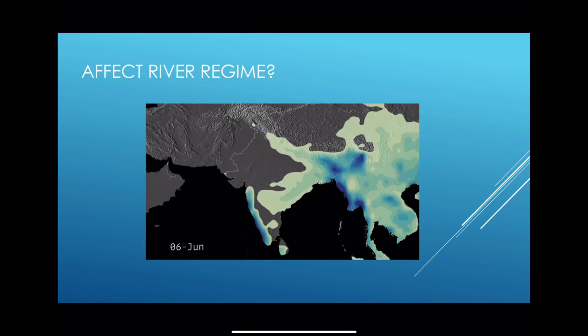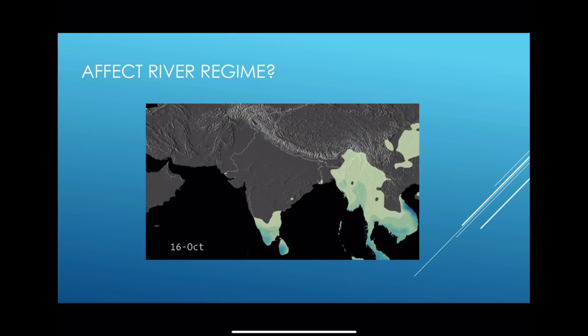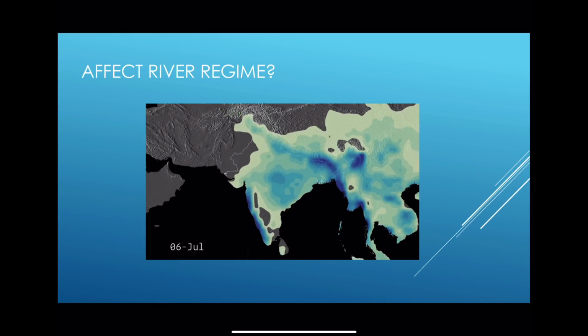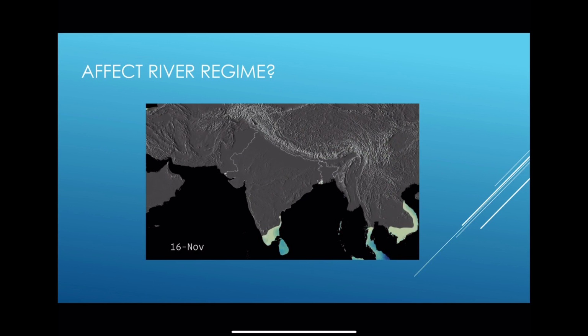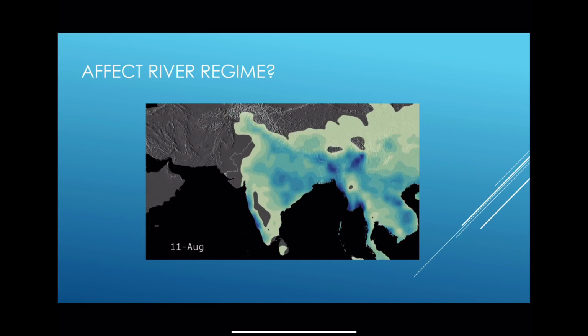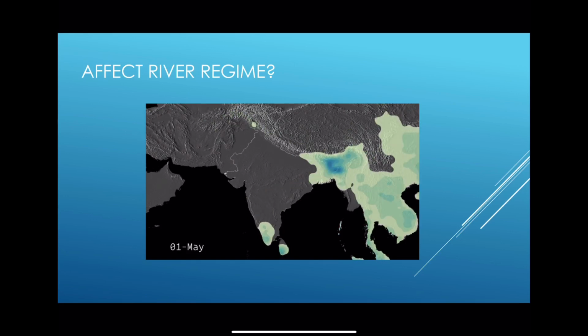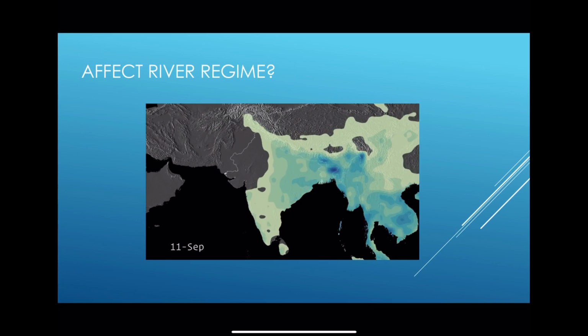So if we look at the river regime for India in December and January and February, the discharge of the river will be quite low. But when we're getting up to that period where we're in June and July and August and September, where the rainfall is very, very heavy, we will get a peak in the discharge.